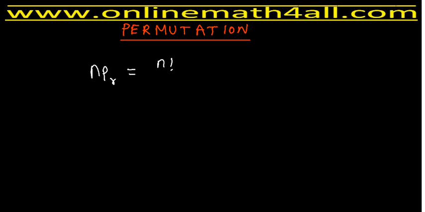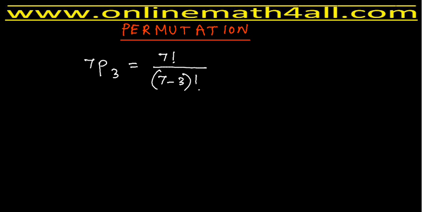Let us consider 7 things are given. I'm just going to select 3 with due regard being paid to the order of arrangement. So my aim is to find the value of 7P3. I'm just going to apply the formula. nPr is equal to n factorial over n minus r factorial. So instead of n we have 7, so 7 factorial by 7 minus 3 factorial. So we are getting 7 factorial over 4 factorial.